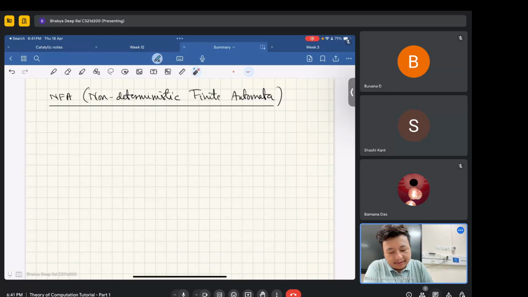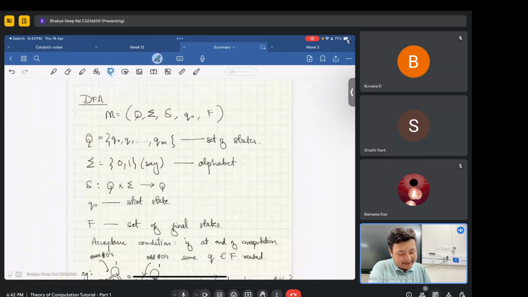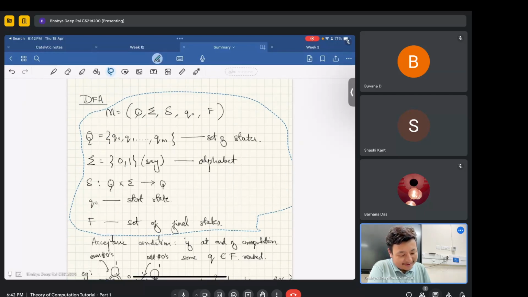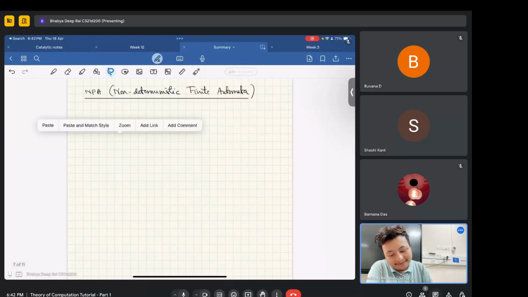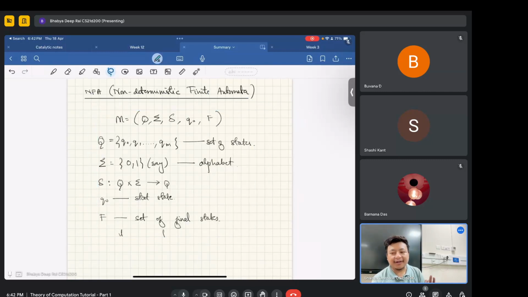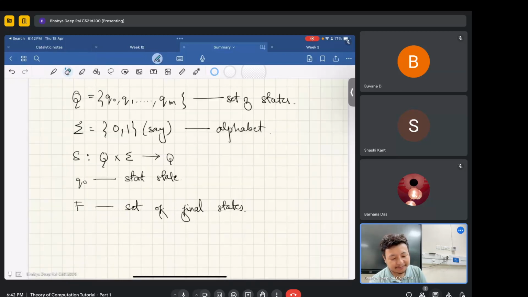So what is an NFA? An NFA is nothing but similar to a DFA. I can copy this entire definition from the DFA and paste it here. It has the same set of states, alphabet, transition, start state, set of final states, and so on. There's only one difference, and that difference helps us a lot in designing automata.